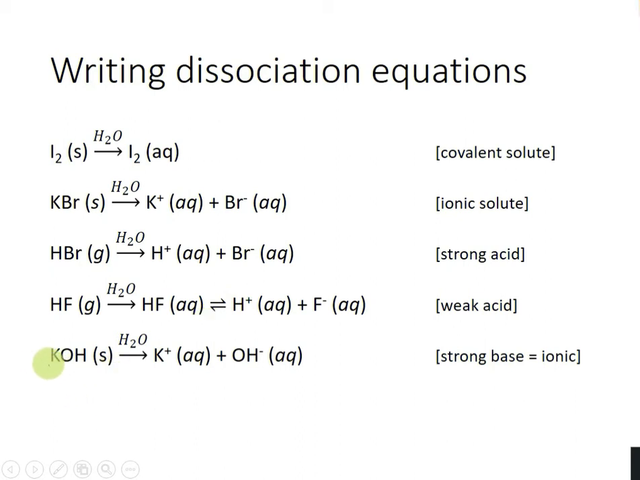Then we have KOH. So this is potassium, this is hydroxide. Hydroxide is a polyatomic ion. So really, this is a strong base. Hydroxides are strong bases, but we could also classify it as an ionic solute. So again, they're going to fully dissociate. K+, so I have my potassium cation and my hydroxide anion. So this is what we're expecting you to do when we're asking you to write dissociation equations.